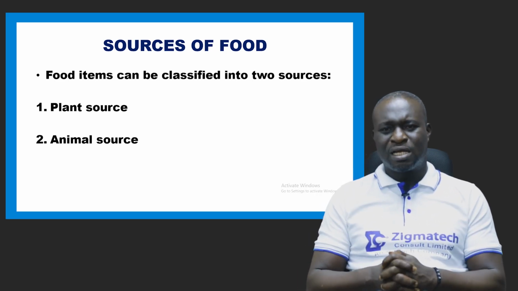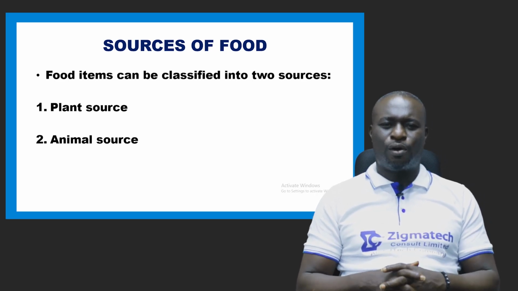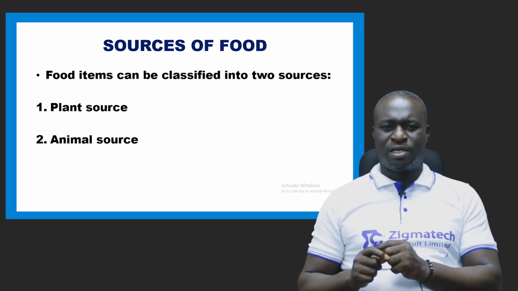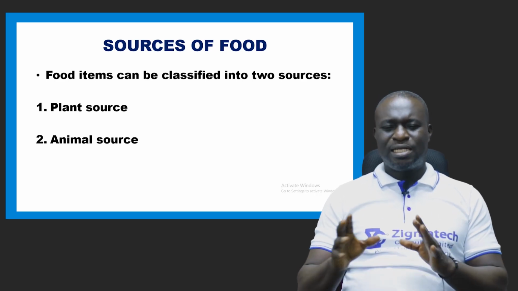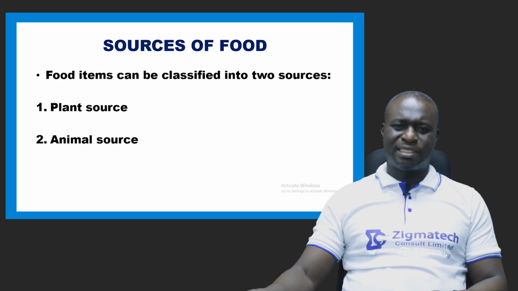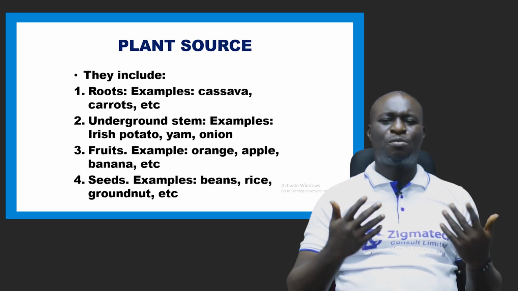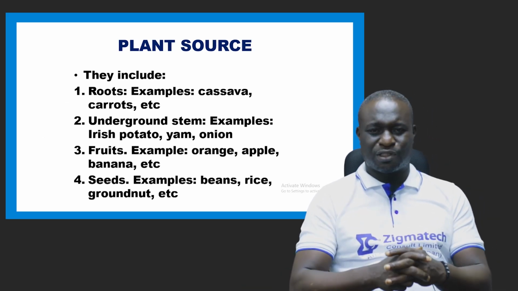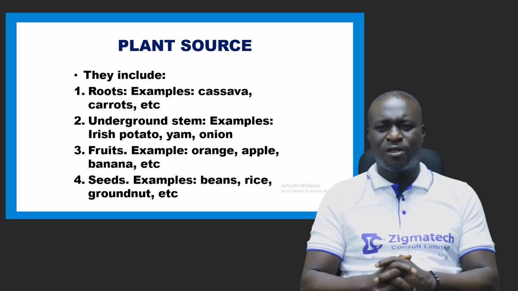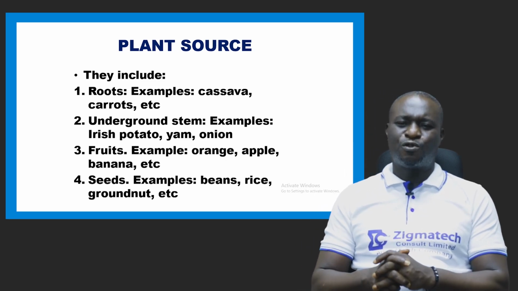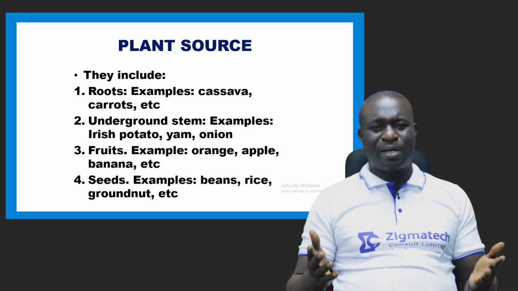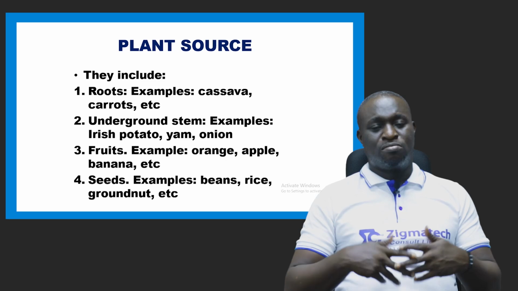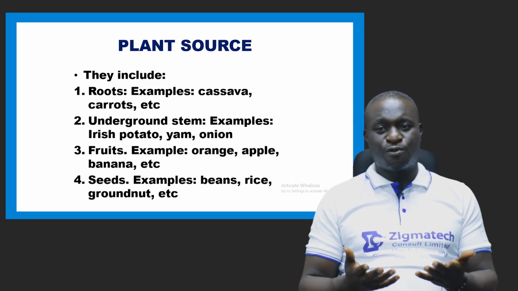Based on their sources. Now, the first one is what we call the plant source. The second is called animal source. So these are two sources of food item. Now let's take a look at some of the examples of the plant sources of food item or food stuff. Plant sources of food items include the roots, okay? In terms of plants, the roots of plants most times can be used as food.